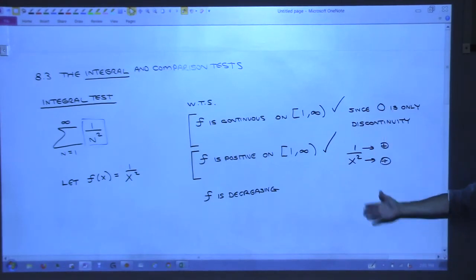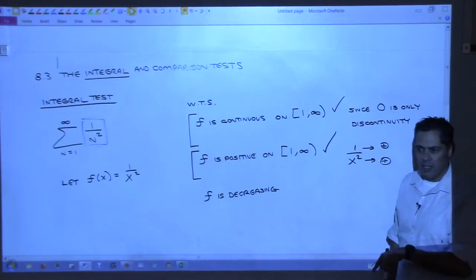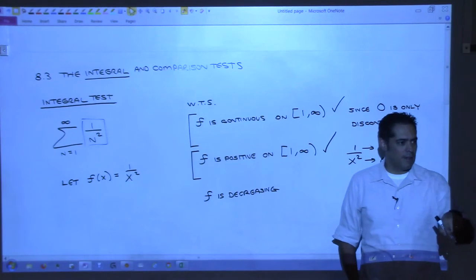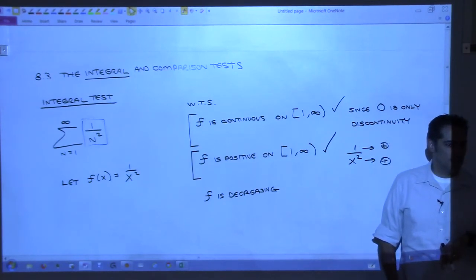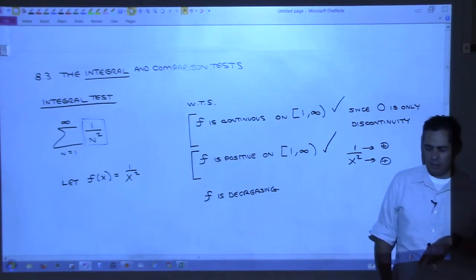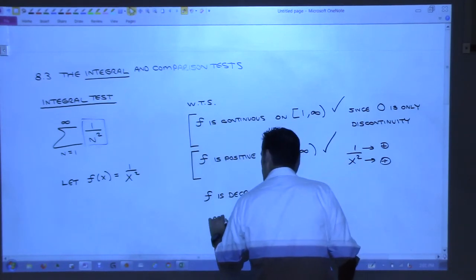So if I want to show that some function is always decreasing, what do I need to do? Show that its derivative is negative, right? That's how you can show a function's decreasing. Just show me that the derivative of it is always negative. Does that make sense? Okay, so I'm going to take the derivative of that function.